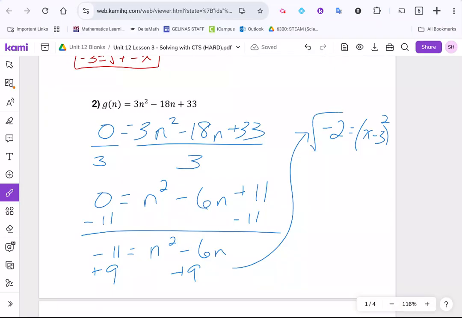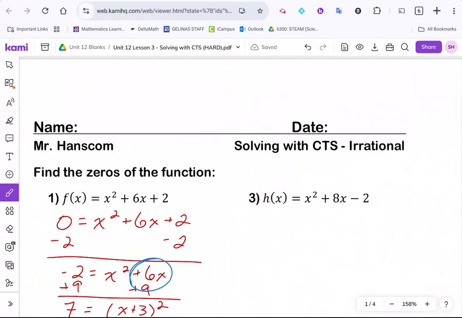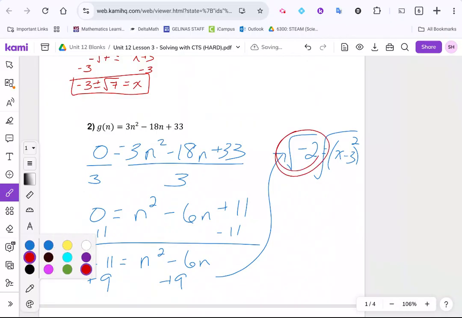When I try to take the square root of both sides, we actually reveal that my heading for today's lesson is a little bit misleading, because not every answer is going to be irrational in these instances. In fact, we cannot take the square root of a negative number. This actually reveals that this has no answer or no zeros.